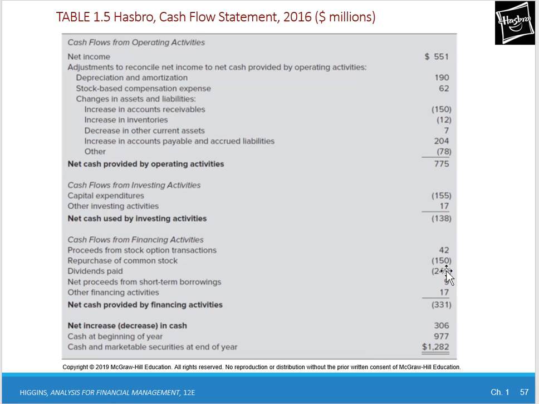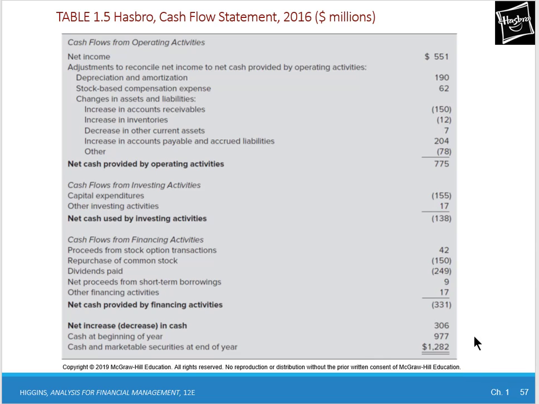We repurchased common stock 249. Dividends paid was 249, right? So we net proceeds from short-term borrowing, more money came in than went out, and then there's other financing activities, another 17. So the net effect was more money went out the door than came in the door. Now net, we ended up with a net increase or decrease of cash of $306 million. So then our total cash at the end of the year, $1.28 million.